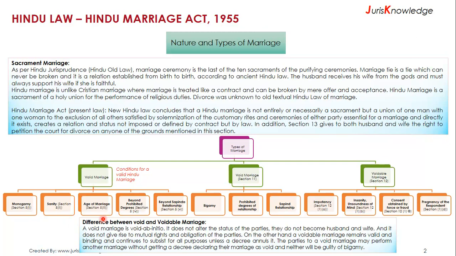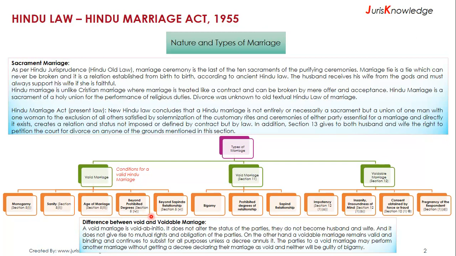The third condition of a marriage being valid is the age. Section 5, Clause 3 defines that at the time of marriage, the bridegroom has completed the age of 21 years and the bride the age of 18 years. If the marriage is solemnized in contravention of this condition, it is neither void nor voidable.